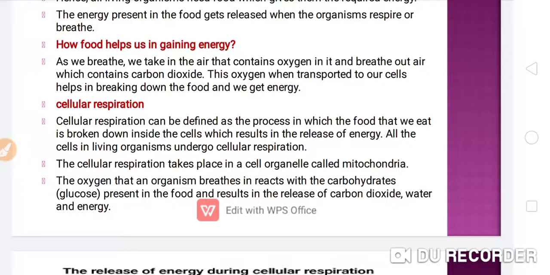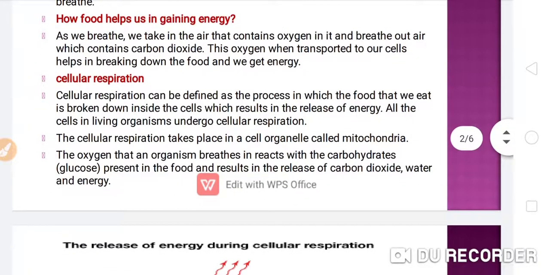So let's see students. Number first, cellular respiration. What is cellular respiration? Cellular respiration can be defined as the process in which the food that we eat is broken down inside the cells. The food whatever we are eating will decompose inside the cell, which results in the release of energy. All living cells in living organisms undergo cellular respiration.